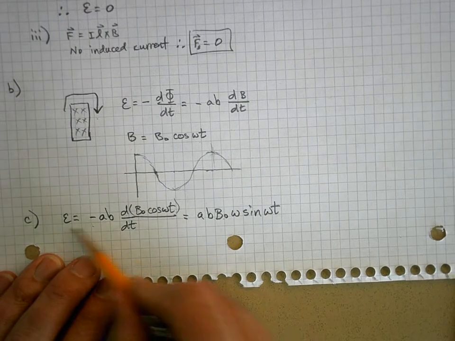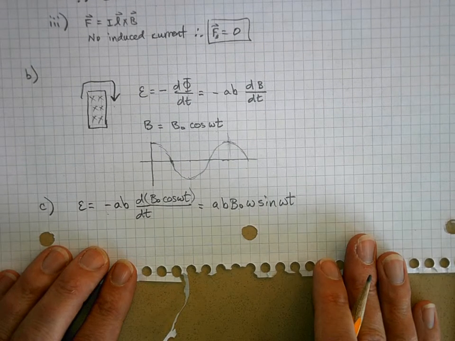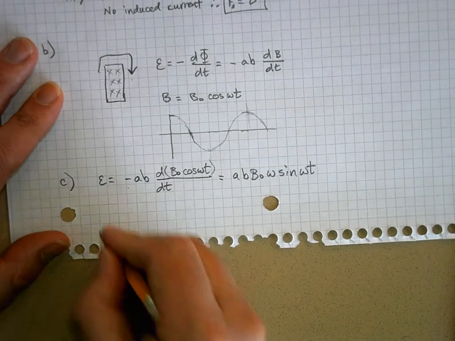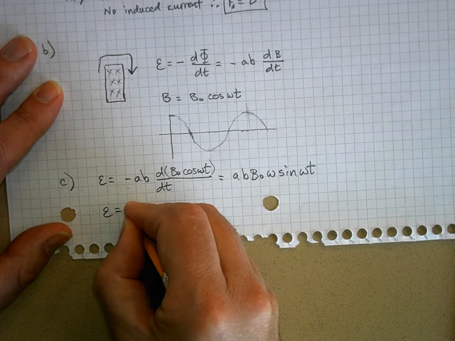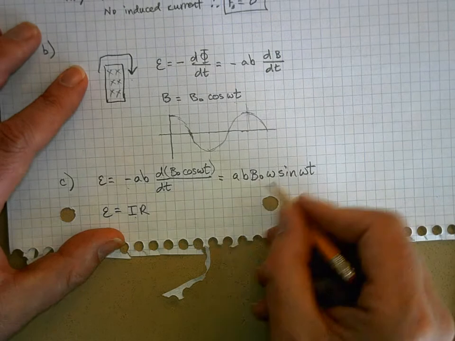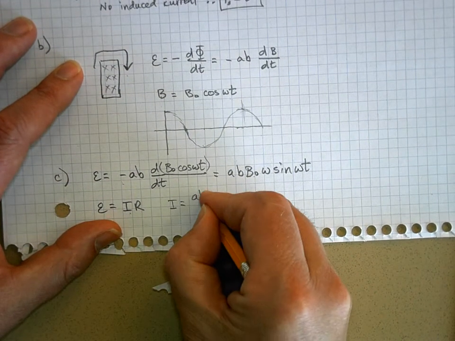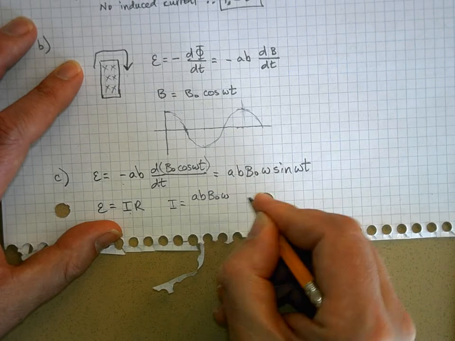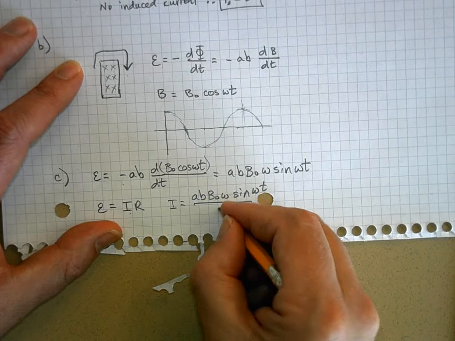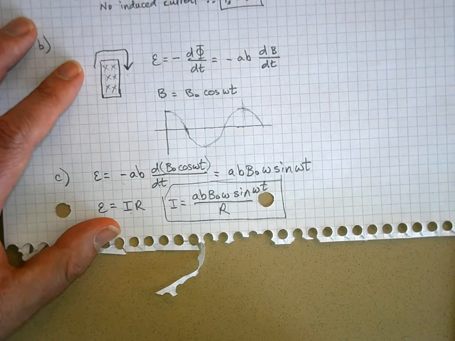Now that's the expression for the induced voltage, but now we can use Ohm's law, E equals IR. So all you have to do to solve for I is divide all this mess by R. So A B naught omega sine omega t over R. And there's my answer for part C. Is that right? Yes. Okay.